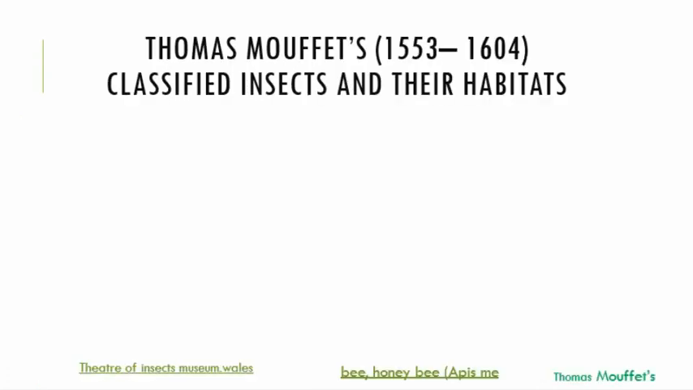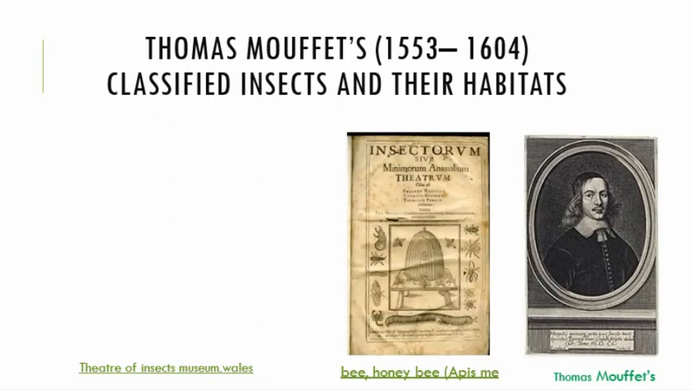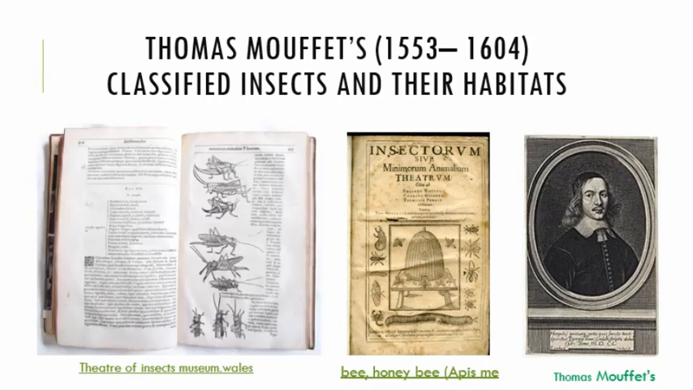In 1553 to 1604, Thomas Morpheus classified insects and their habitats. This is his publication, Bees, Honeybees, Apis mellifera. This is his another book.